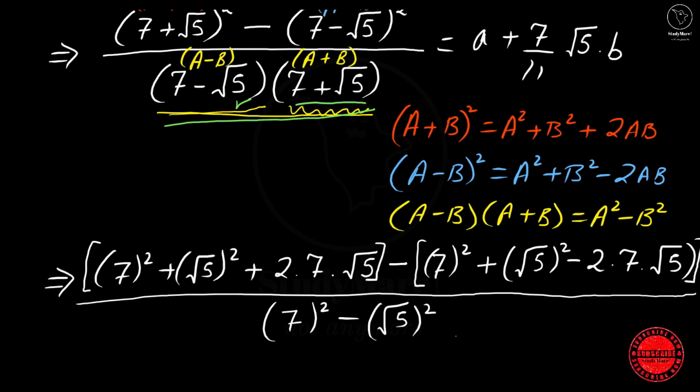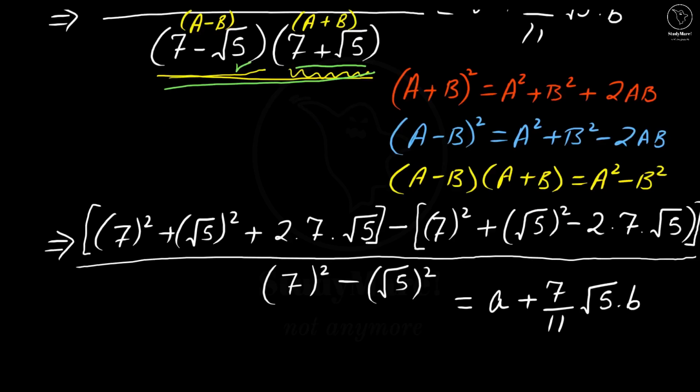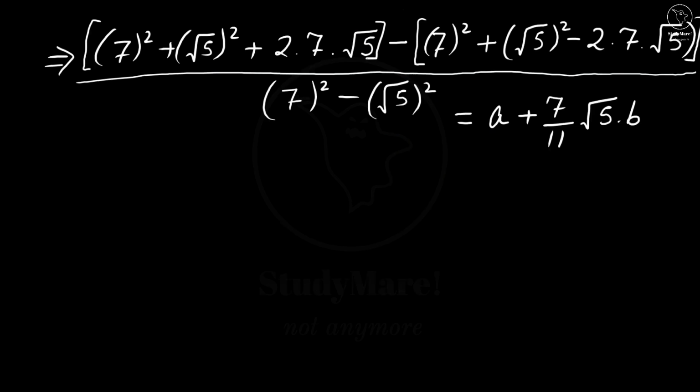And the RHS, just copy it down. A plus 7 by 11 root 5 into B. So we are done with the expansion. Now we have to simply solve it, reduce it, simplify it, and we will be done.